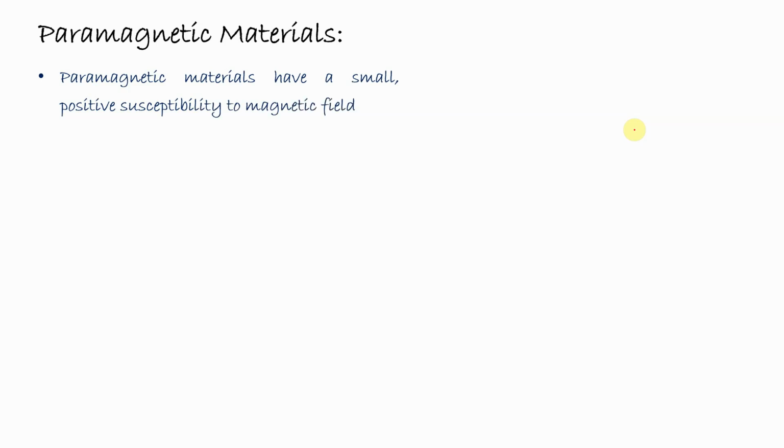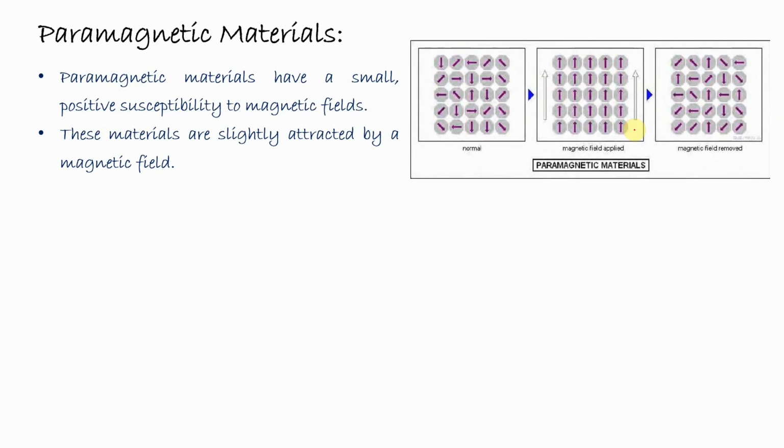The next type of material is called the paramagnetic materials. The paramagnetic materials have a small positive susceptibility to the magnetic field. These materials are slightly attracted by a magnetic field, like this.